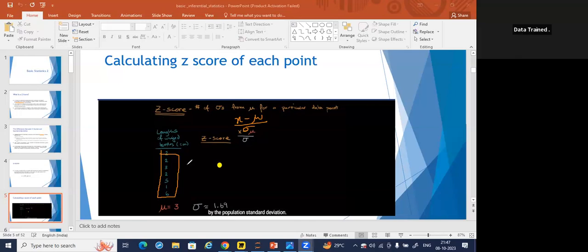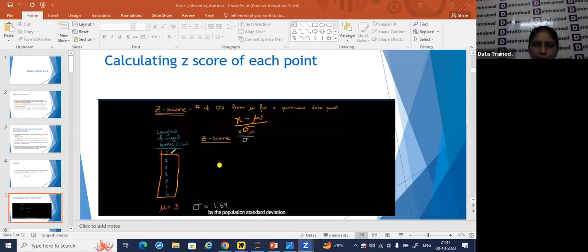Okay. So basically, these are the lengths: 2 centimeter, 2 centimeter, 3 centimeter, 2 centimeter, 5, 1, 6. Now here I want to calculate the z-score value. It means I want to understand how much is the dispersion of data, how far away these data points are from the mean. So I can calculate the z-score. With the help of z-score, I can understand how far away these data points are from the mean value.